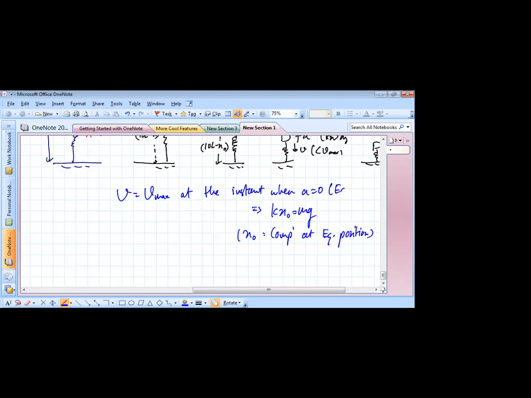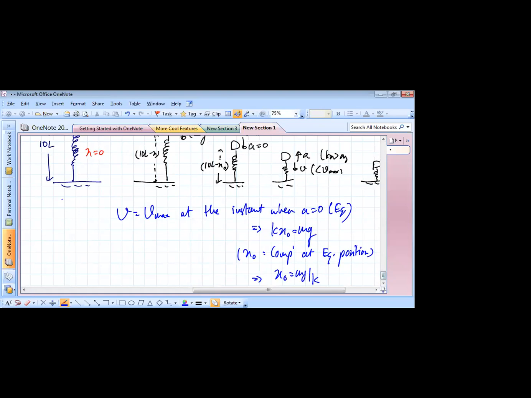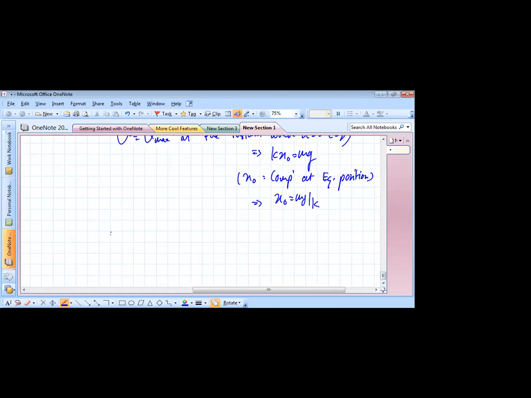Because this is the equilibrium, x naught is mg by k. Now compare these two diagrams, from x equal to 0 to x equal to x naught. The change in kinetic energy plus the change in gravitational potential energy plus the change in the spring's potential energy should be 0.